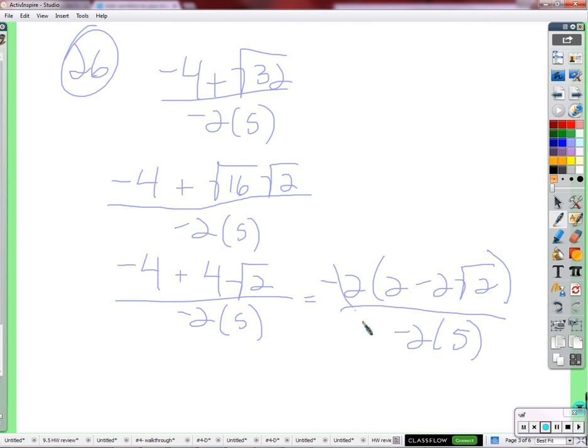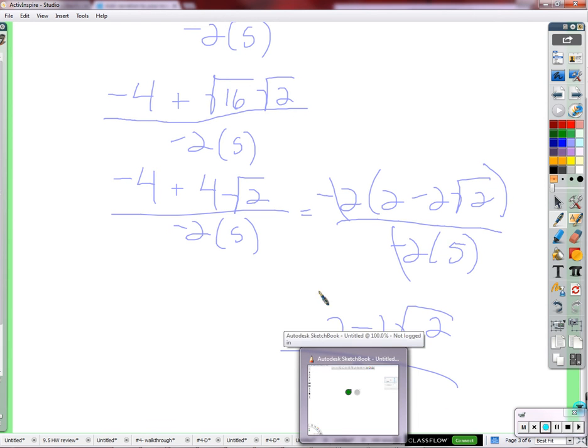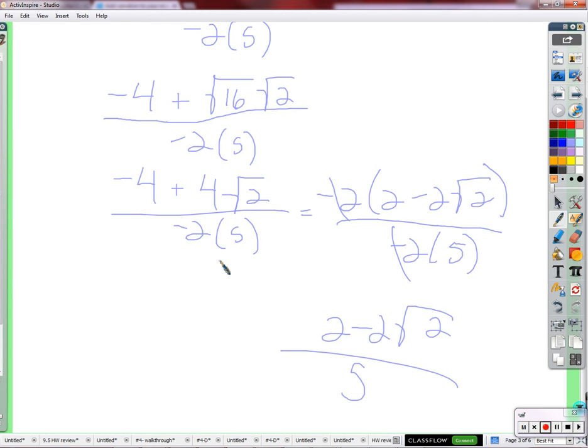Now negative 2 divided by negative 2 is 1. And we're left with, not enough room to write this final answer, 2 minus 2 root 2 over that factor of 5. This is the denominator. We can't simplify the square root anymore. We can't factor out a factor of 5 to hopefully cancel with that 5. So we know we're done. Any questions? All questions are welcome before moving on to the last one.